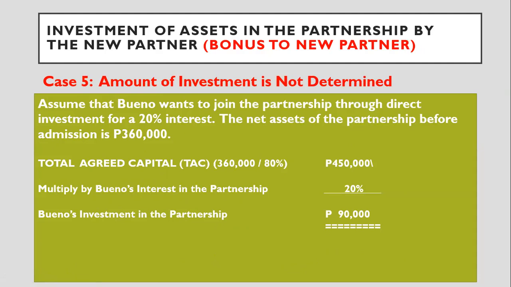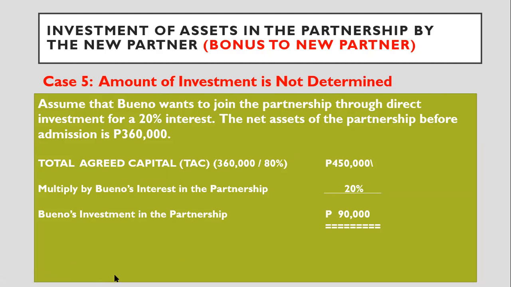Next, still bonus to new partner. This time, the amount of investment is not determined, so there is no amount as to how much Bueno should invest in the partnership. So assume that Bueno wants to join the partnership through direct investment for a 20% interest. The net assets of the partnership before admission is 360,000.